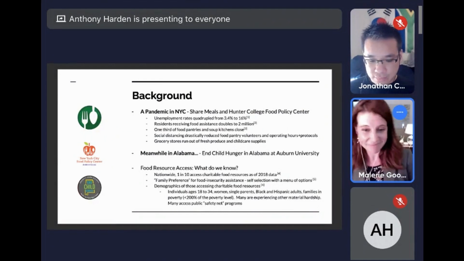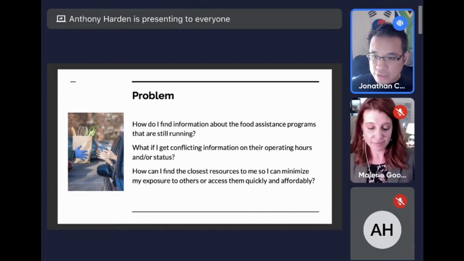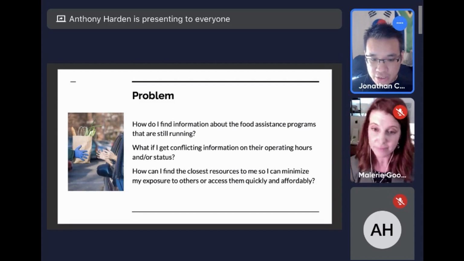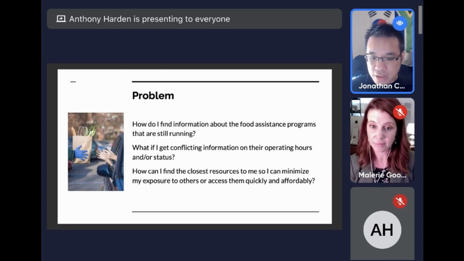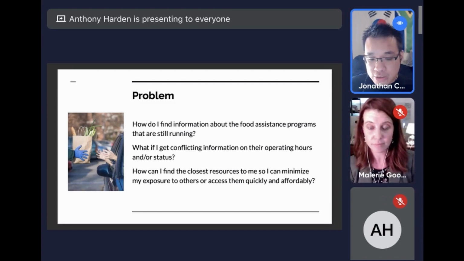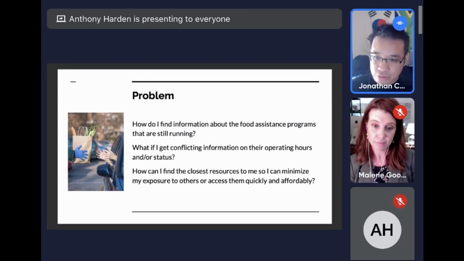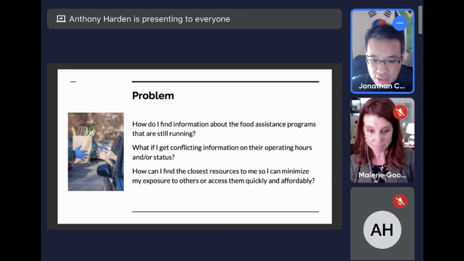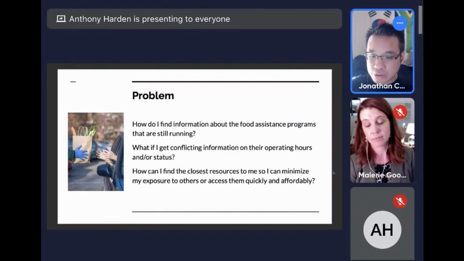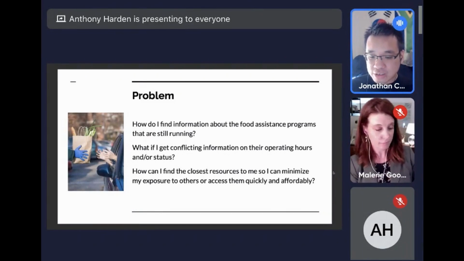Anthony? So this gave rise to a couple of important critical questions, namely, how do I find information about the food assistance programs that are still running? What do I do if I get conflicting information about their operating hours and/or status, because those are so constantly changing? And more importantly, how can I find the closest resources to me so I can minimize my exposure to others or access them quickly and affordably?